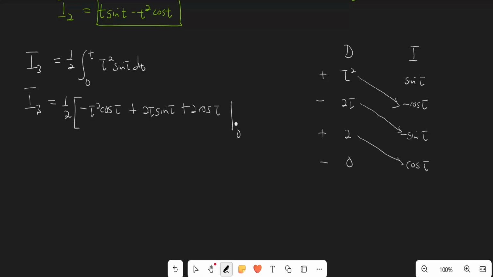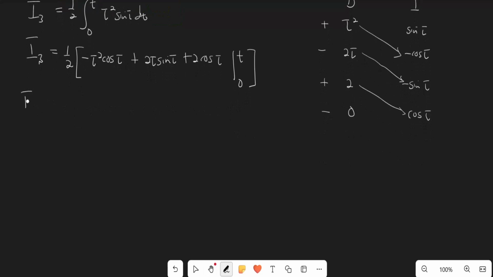Put the limits of integration from 0 to t. So now let's plug in the limits. The upper limit is very easy. You just replace tau with t. So 1/2 all the way in front, negative t squared cosine of t plus 2t sine of t plus 2 cosine of t. We are done with the upper limit.